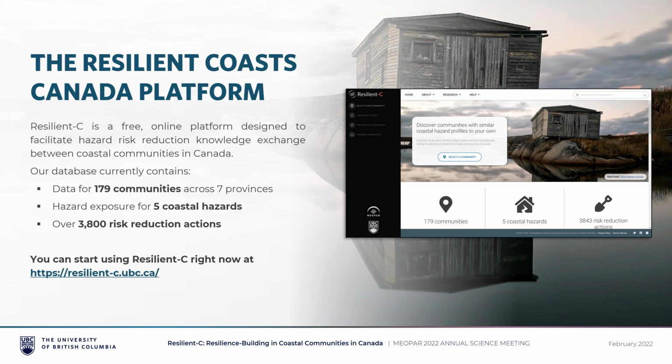Our database currently contains data for 179 communities across 7 provinces. We have hazard exposure data for 5 coastal hazards, including coastal and riverine flooding, earthquakes, tsunamis, and contaminant spills. And we have over 3,800 risk reduction actions that we've collected and processed. You can start reviewing these right now by visiting Resiliency at resilient-c.ubc.ca.